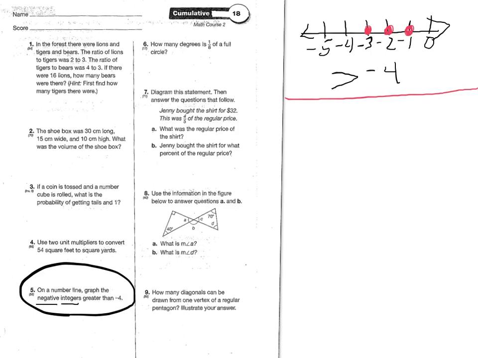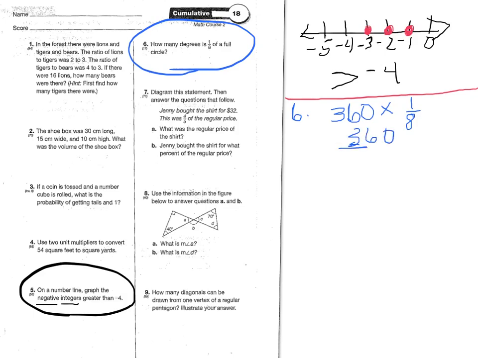Now, let's take a look at number 6. How many degrees is 1/8 of a full circle? Well, for number 6, you really need to know just 2 things. How many degrees in a full circle? Think. Yeah, 360. And if we want to know what 1/8 of a full circle is, we would multiply 360 by 1/8, or you could just take 360 and divide it by 8. And if you do that, guess what? It will be 45 degrees.